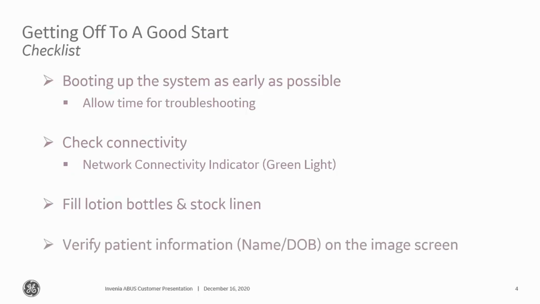And one thing that's extremely important that you want to do is verify your patient information, their name and birth date, on the image screen. And when I say the image screen, that's the actual screen where you see the image at the acquisition of the breast tissue. You can verify it in the verify screen prior to, but always double check and make sure that the information on the image screen is indeed that patient.